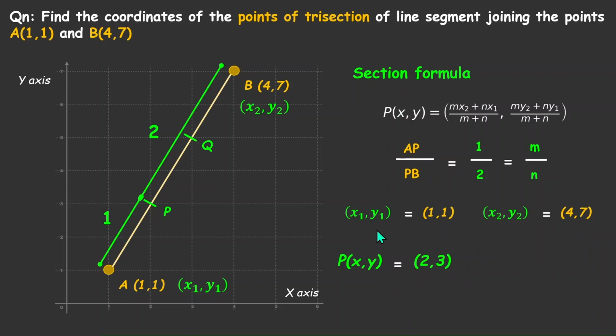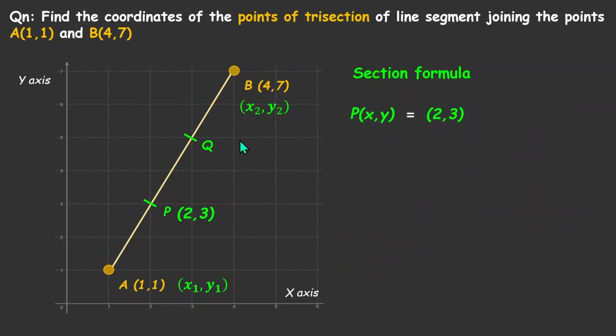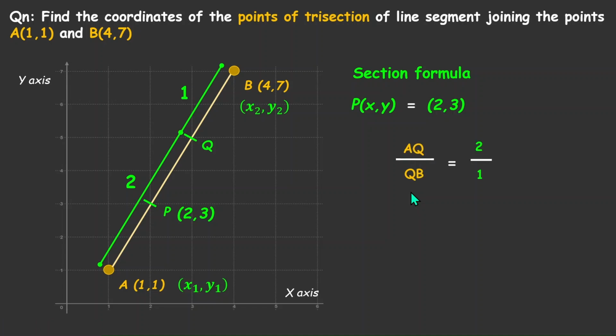From the section formula, we could easily calculate the coordinates of one point of trisection. So let's write this point here. Now let's calculate the other point Q by the same formula. But here Q divides the line segment AB in the ratio 2 to 1. So the ratio would be AQ divided by QB is equal to 2 by 1. So m here would be 2 and n here would be 1.